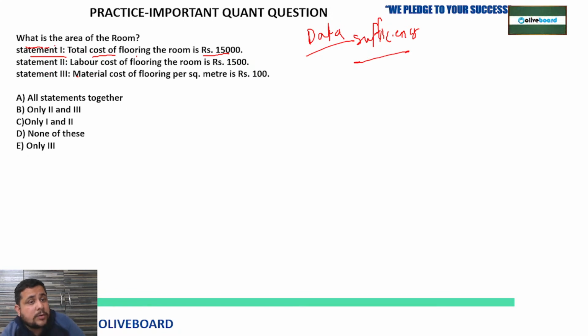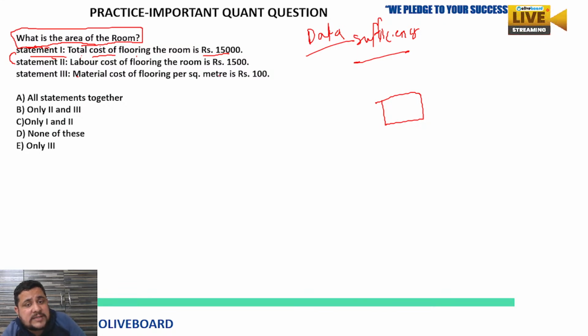Now here what are they asking? What is the area of the room? So this is the question, whether you are able to get this data with the help of these statements or not. First of all, what you have to find out is the area of the room. Area is length into breadth. Now statement 1 is the total cost of flooring the room is 15,000.